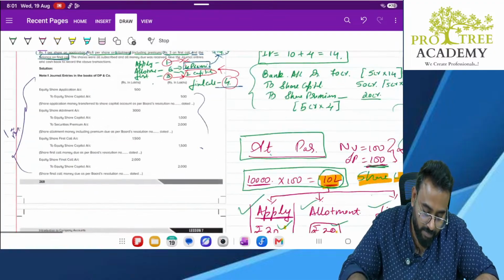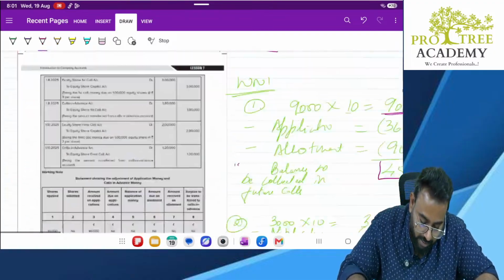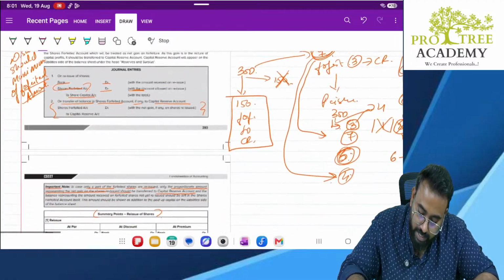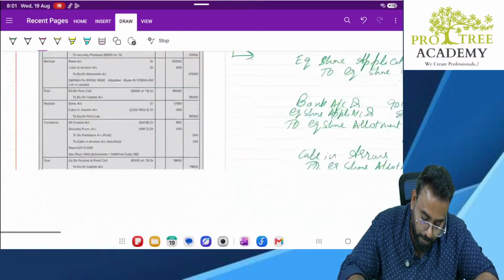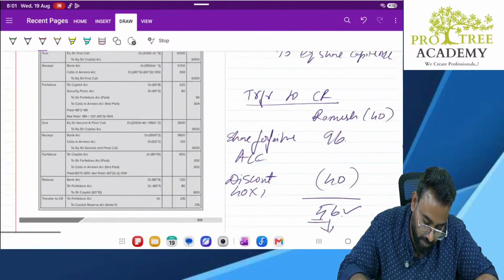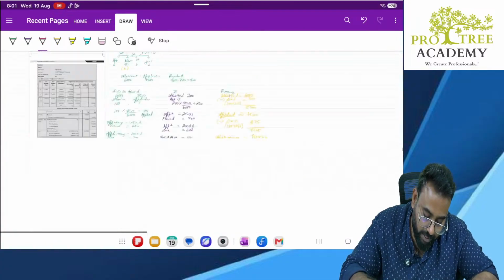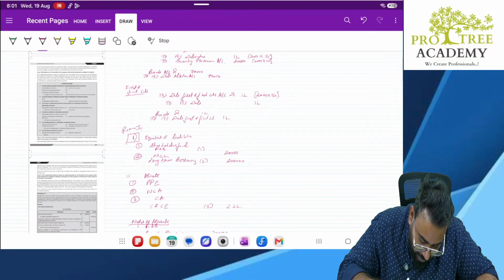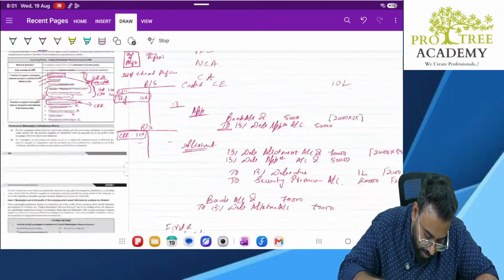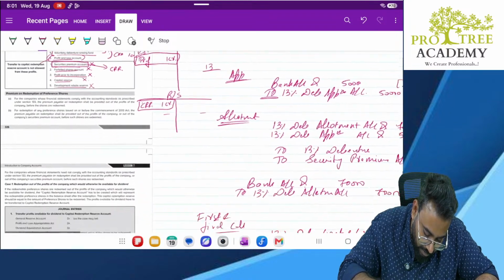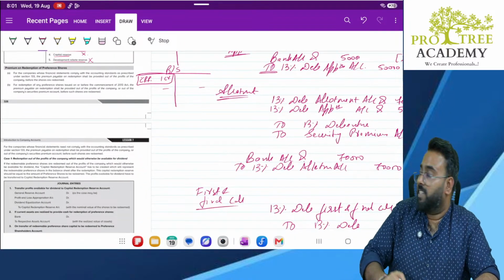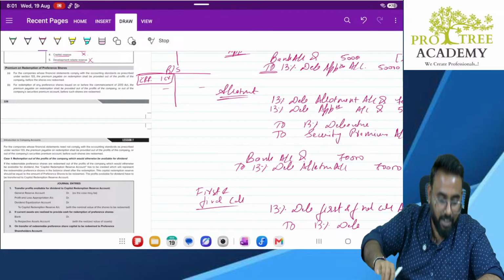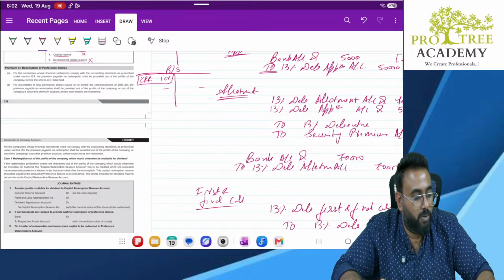Am I clear? Okay. So for today's class, that is it. We'll discuss the same concept through sums in the next class. I think next class we'll be able to complete this chapter. Next class we'll continue discussing this in journal entries. Then once that is done, we'll complete this chapter. After that, we'll start partnership accounts.